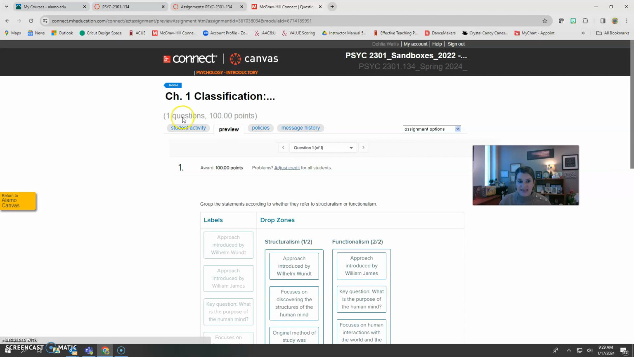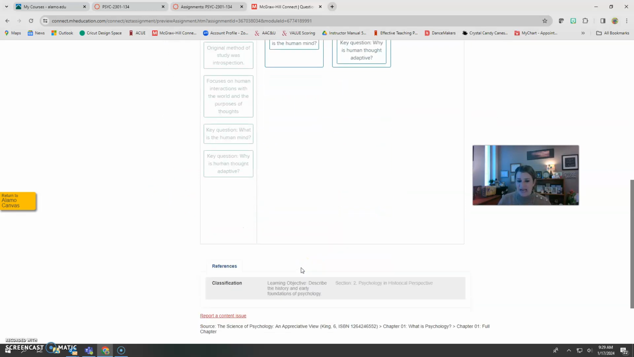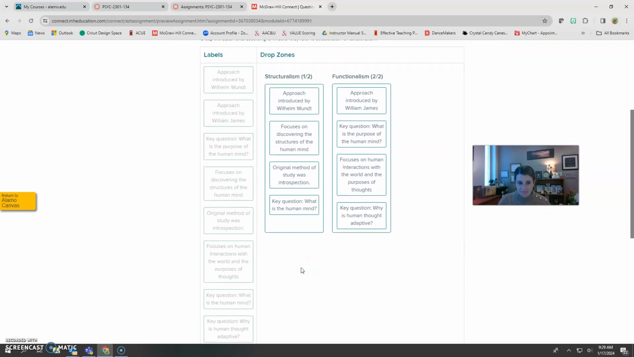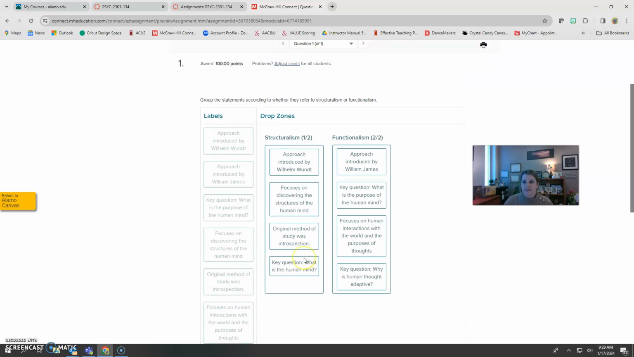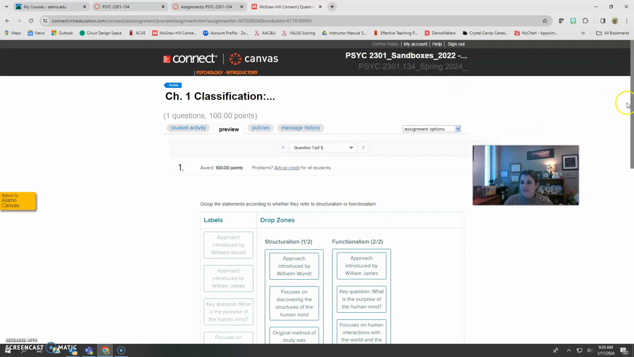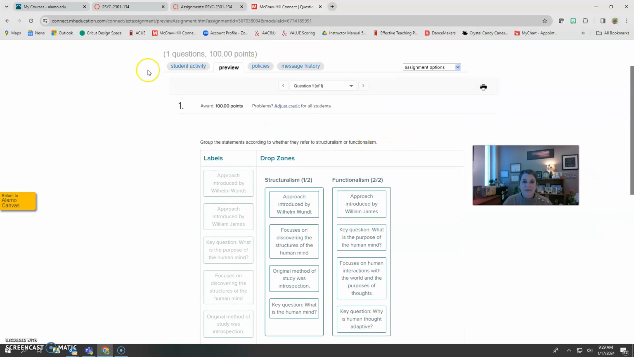And so you can see it's only one question, right? It's not that big of a deal. You're going to do some drop and match of this. Sometimes, if you're working on a tablet, you don't realize there's some more choices down here, just because of how it populates on tablets. So just make sure you use the scroll to see the whole complete picture. Okay, so that is your structuralism, functionalism.